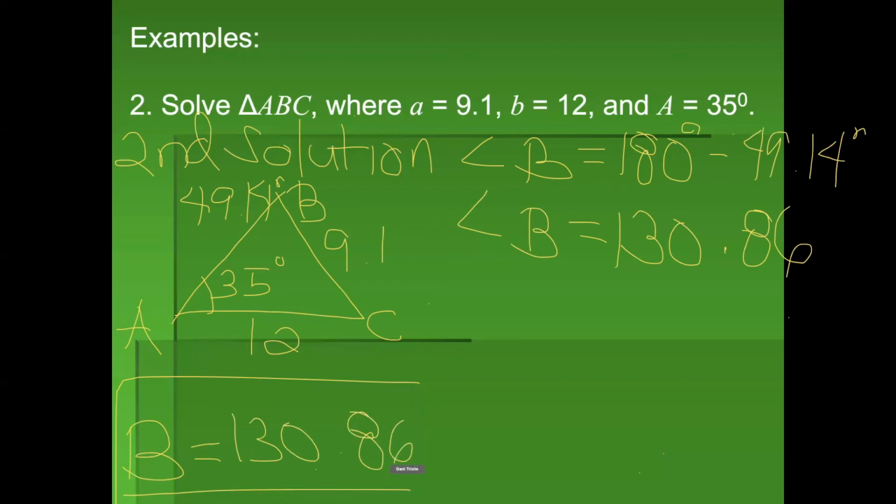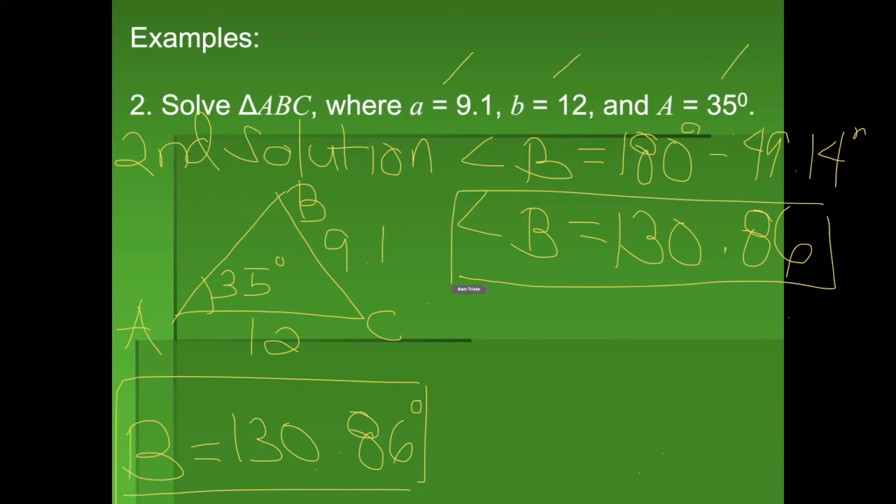In the previous value, that is 49.14. But since we are now dealing with the second triangle, it will now become 130.86. But still, angle A is still 35, side A is still 9.1, and side B is still 12. Now, since we already have two angles, A and B, we can solve for angle C.